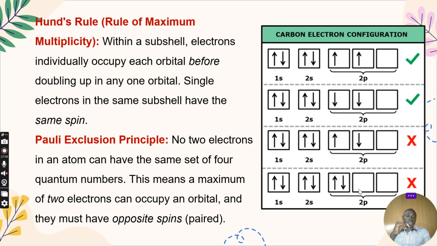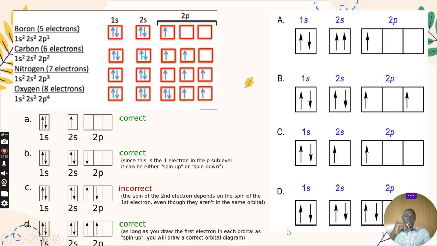And then this is also wrong. According to the rule, electrons occupy singly before pairing takes place. I say once they occupy singly, they point towards the same direction, they spin towards the same direction. That is what it means. So take note. You could practice them for other elements.